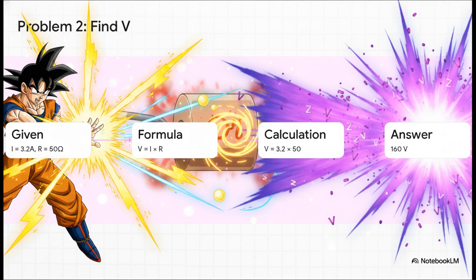Let's do another one. This time, our job is to find the voltage. We're told there's a current of 3.2 amps flowing through a 50 ohm resistor. The formula for voltage is V equals I times R. So we do the math, 3.2 multiplied by 50, which gives us a total electrical push of 160 volts.